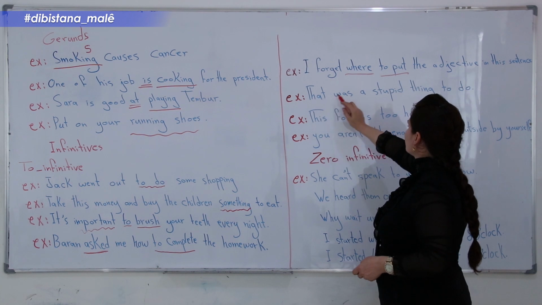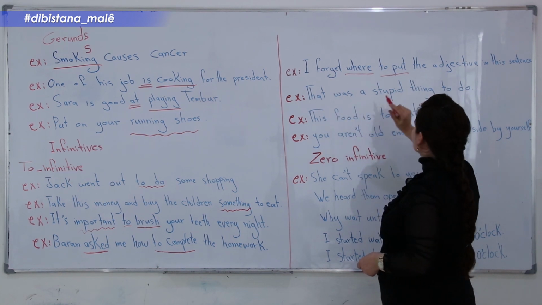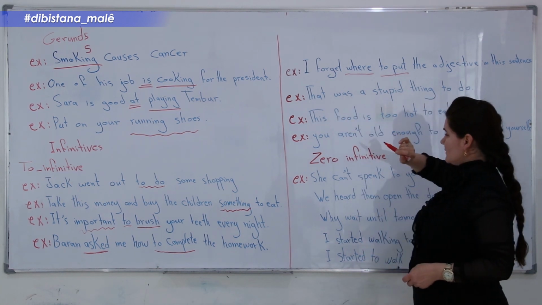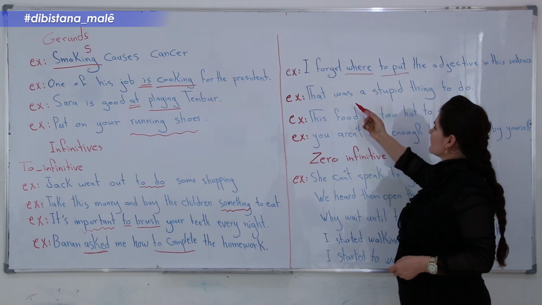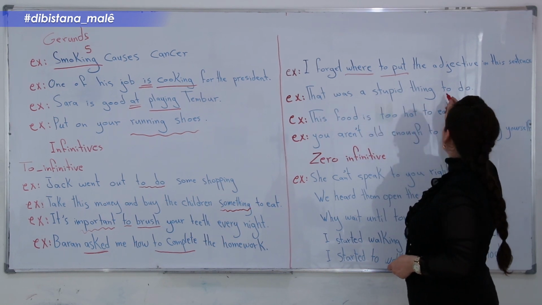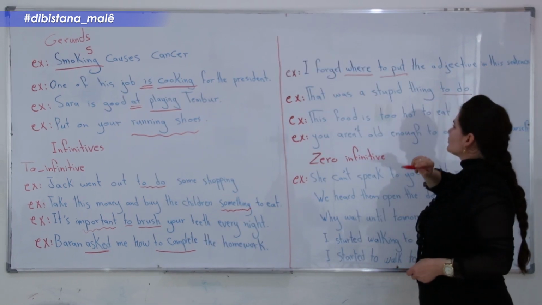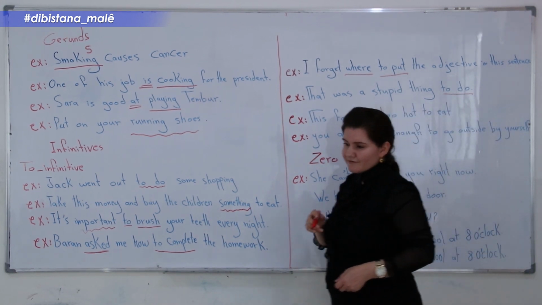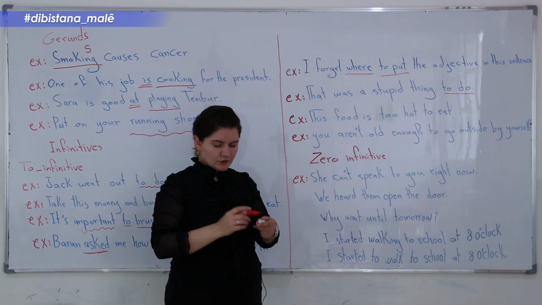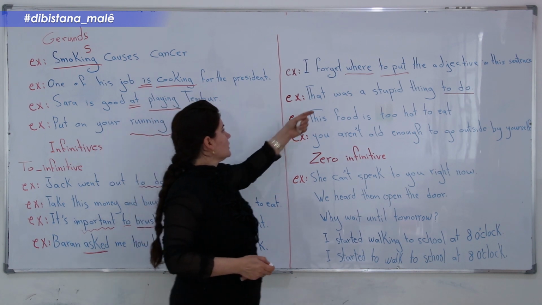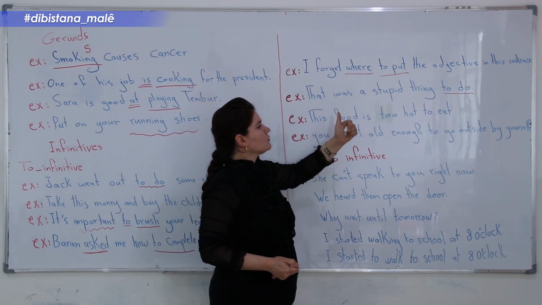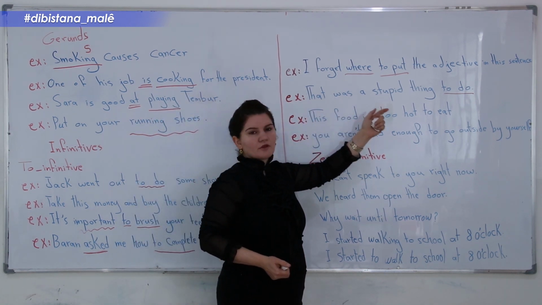Here, that was a stupid thing to do. In this sentence, they told us that we use the to-infinitive to comment or give us a judgment about the noun. So, that was a stupid thing to do.